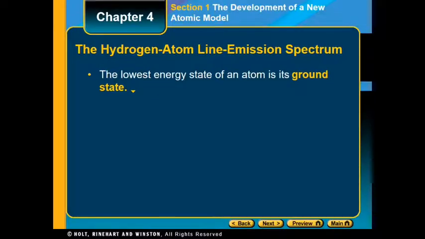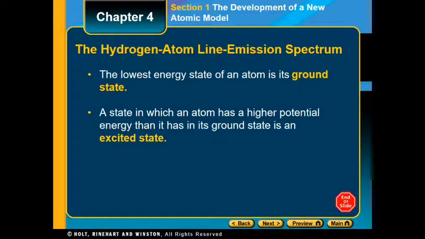So here we have ground state. It is the lowest energy state of an atom. So if your atom has multiple electrons or even one electron, those electrons want to live as close to the nucleus as they can to be in their ground state. But if an electron gets excited, it's going to move to a state of higher potential energy than what it was in ground state.